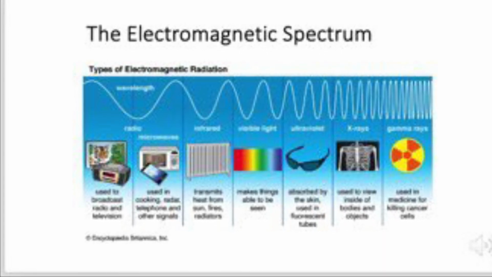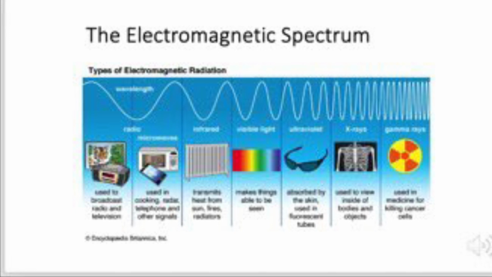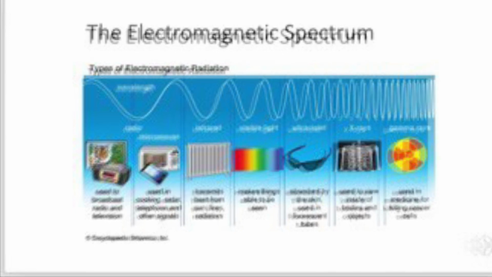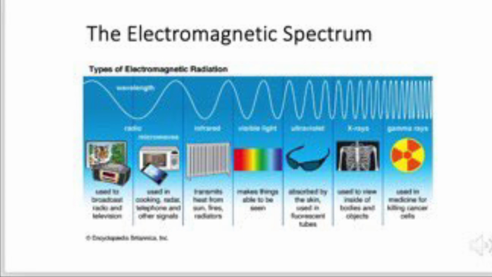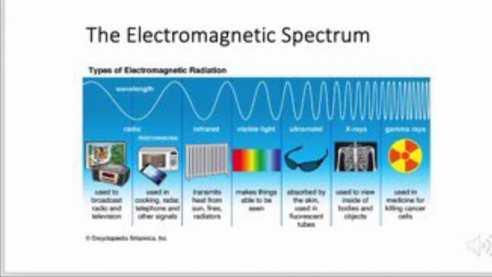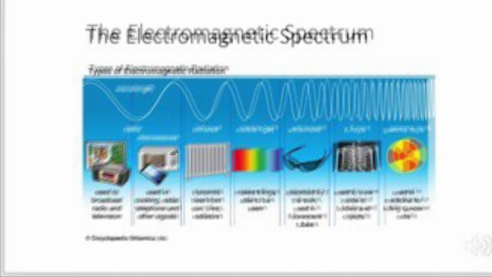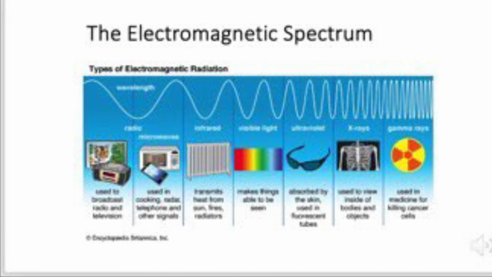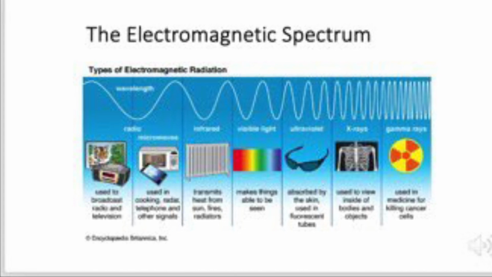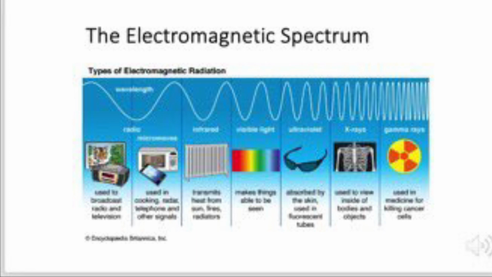The spectrum ranges from waves with high wavelengths on the left side to waves with a smaller wavelength on the right side of the spectrum. Waves with a small wavelength have a high frequency. For example, gamma rays have the smallest wavelength but the highest frequency. Radio waves have the largest wavelength but the smallest frequency.